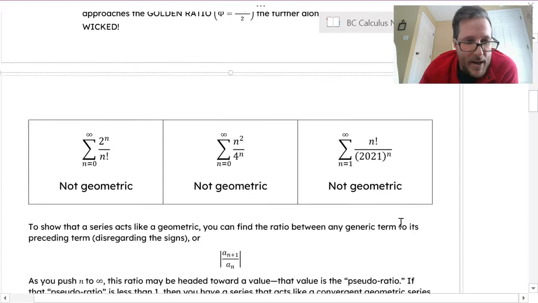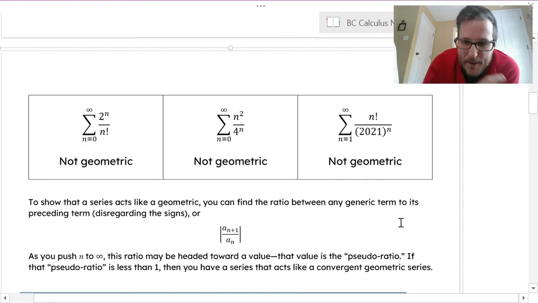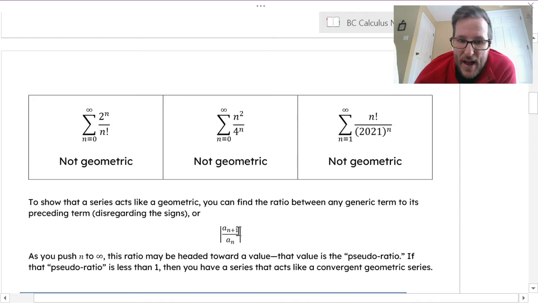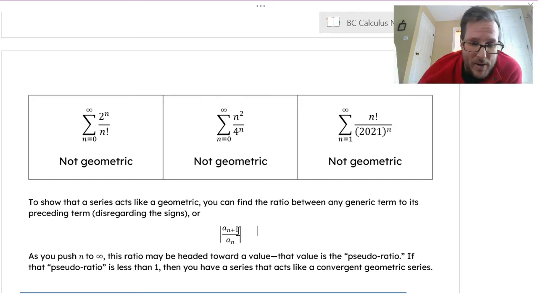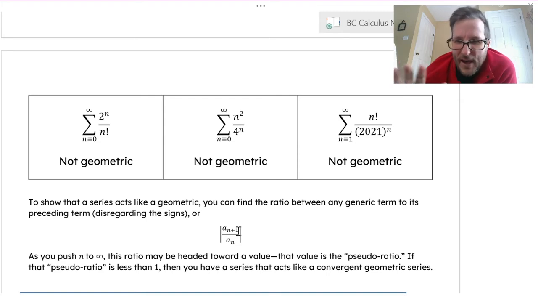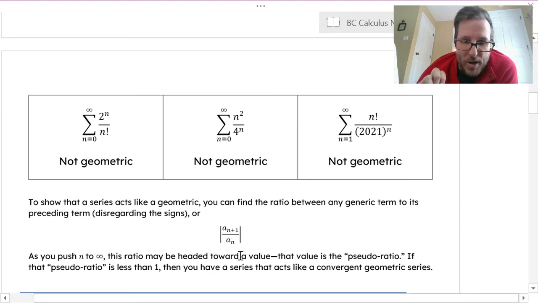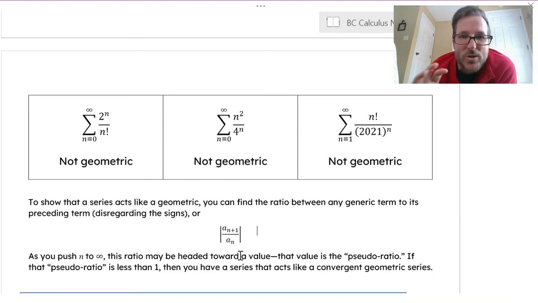Okay, so here is what we're going to do. We're going to see what happens to this ratio. We're going to take the n plus 1th term, so a sub n plus 1, and divide by a sub n. Okay, so we're going to take the ratio between any two terms generically in the series. We're going to take its absolute value because we don't care about positive or negative. If it so happens to alternate, that's not going to blow things up. Now, I call that a pseudo ratio. It's kind of like a ratio. It's not a common ratio, but it's a pseudo ratio.